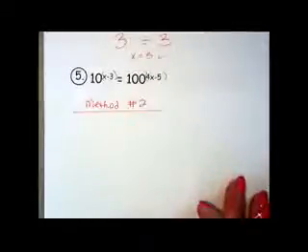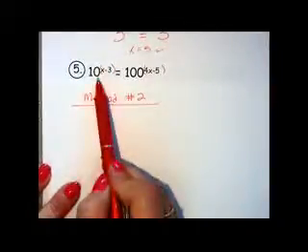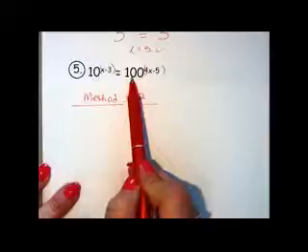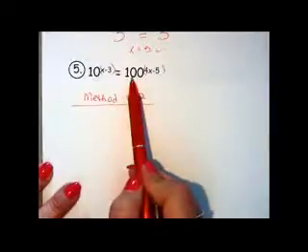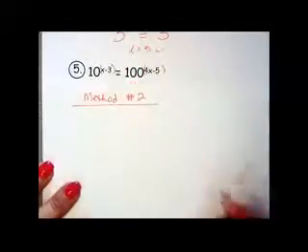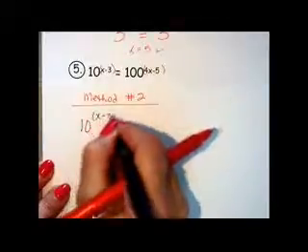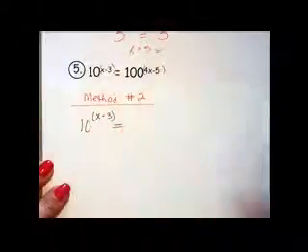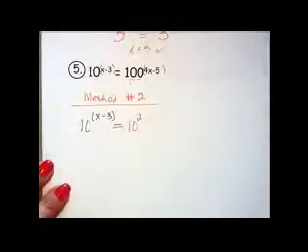However, we can make them be the same. This has a base of 10. I can take 100 and change it to 10 to the something power. So 10 to what power equals 100? Well, 10 to the 2nd power. So I have 10 to the x minus 3 equals, now I'm going to take 100 and change it to 10 squared.